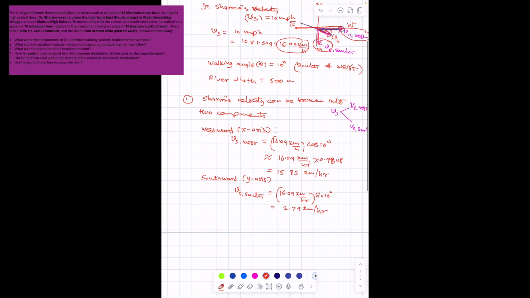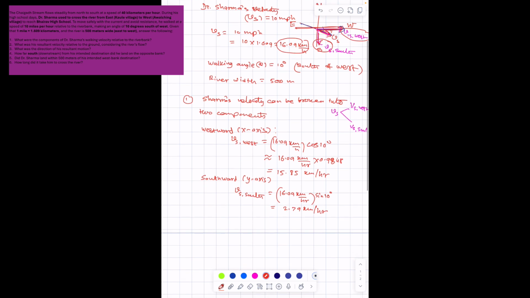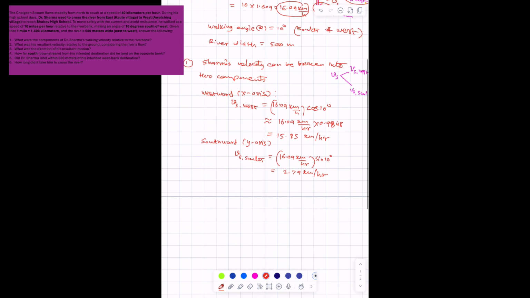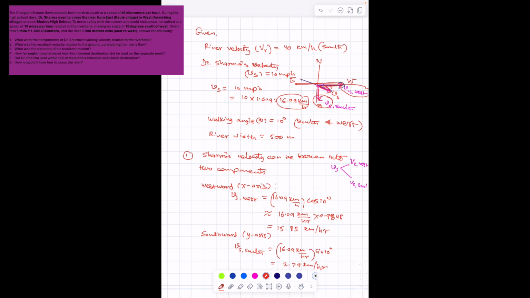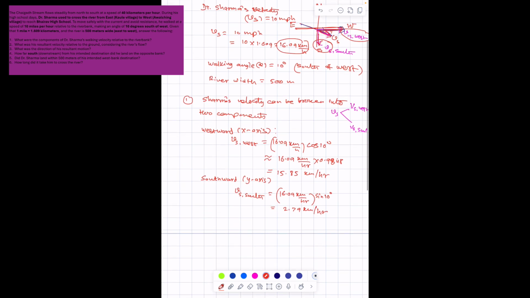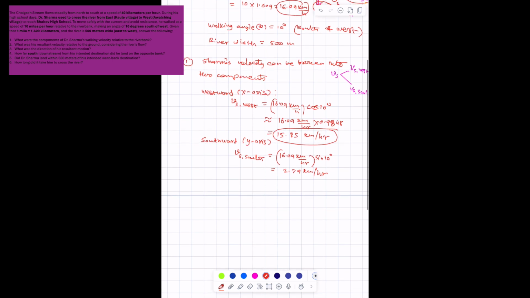Still, you see here the westward velocity is much higher than the southward. That's a good thing, otherwise Dr. Sharma would need to cross miles downstream, which is not good for his safety and not good for his purpose. So this is the first problem we solved. The two components of Dr. Sharma's velocity: westward has 15.85 kilometers per hour, and southward has 2.79 kilometers per hour.